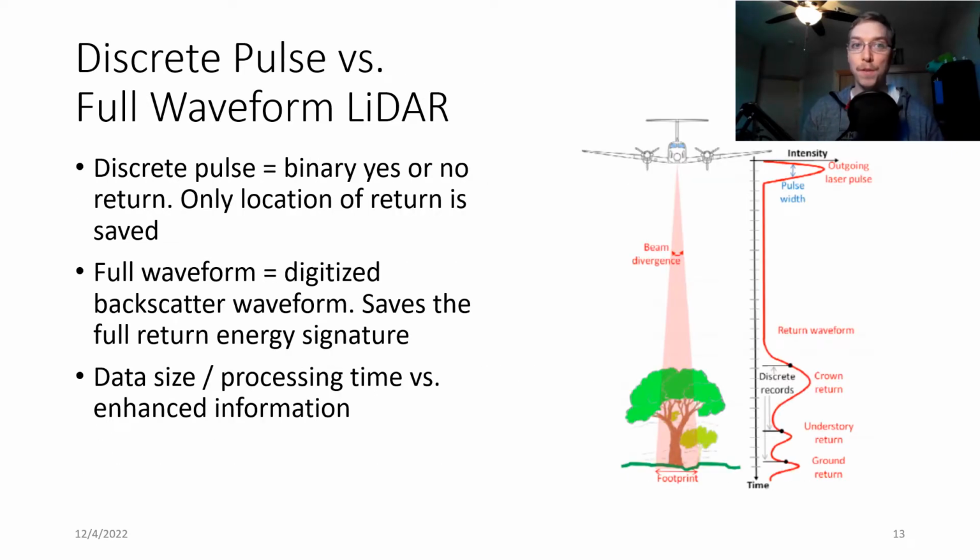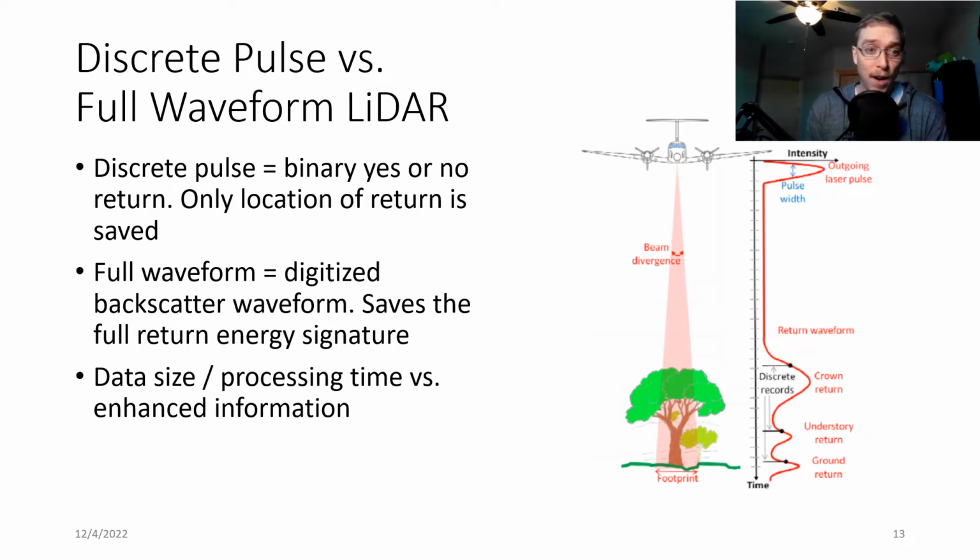So discrete pulse versus full waveform is what we talked about before. Discrete pulse is basically a binary yes or no return. Only the location of that return is saved. Full waveform is what we call digital backscatter waveform. It saves the entire energy spectrum of that return. So if you look at that image on the right there, you're looking at the intensity of that outgoing laser pulse, and the return waveform is being created as it goes through the crown of that tree, as it's encountering things in the understory, and it's hitting the ground. So you're seeing these kind of pulses as you go down through different encountered features.